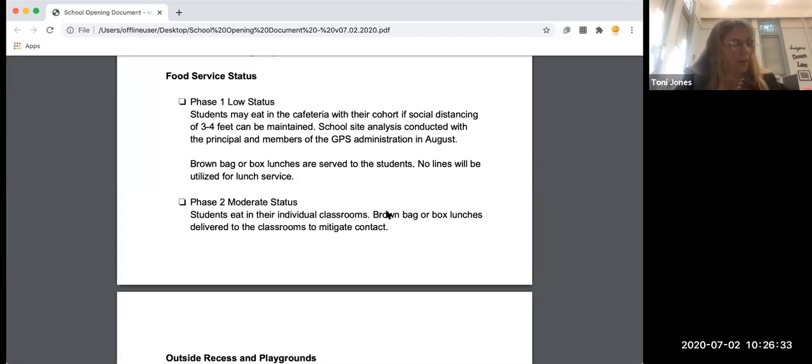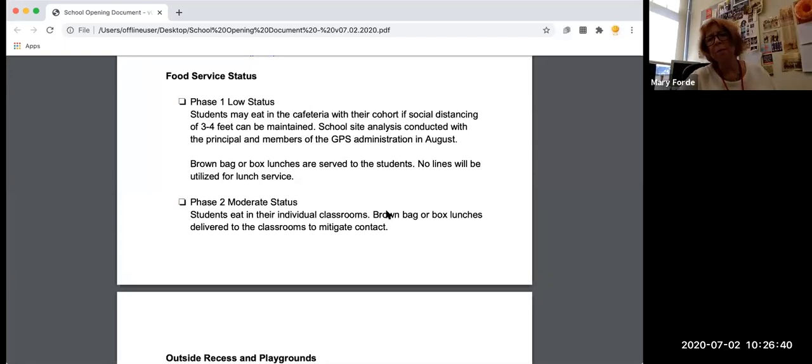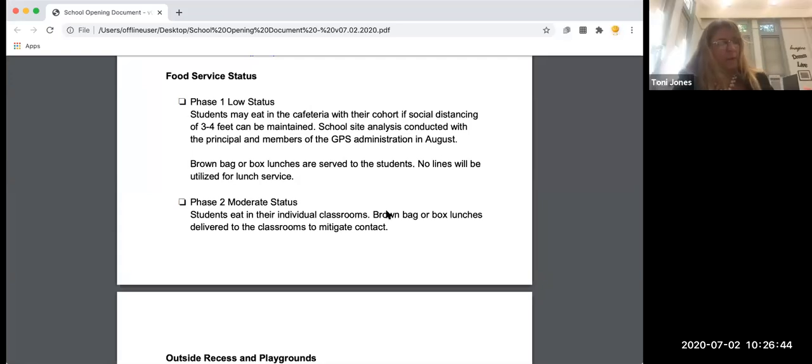But we can certainly put it on the document, and that may make parents feel that we haven't forgotten about that piece. So we can add. It just may mean you're going to have that many fewer tables in the cafeteria. Right. You have to set some aside for two kids. Yeah, thank you, Mary.